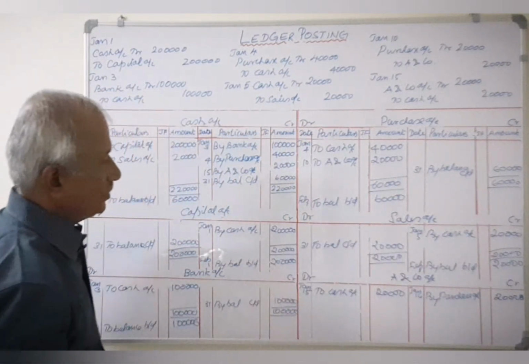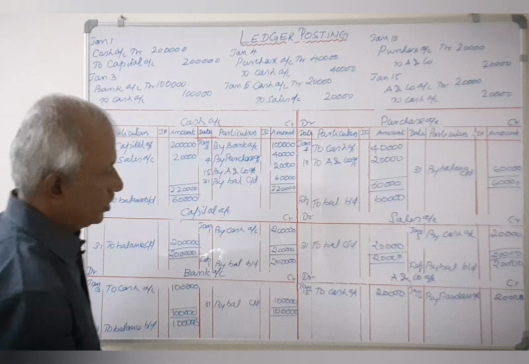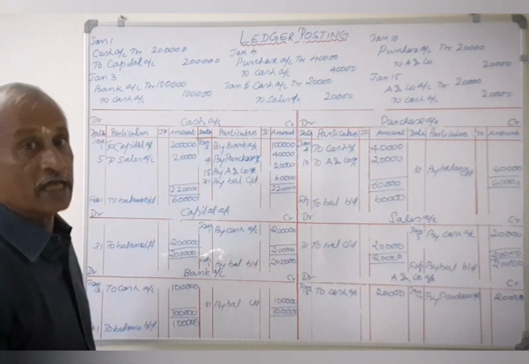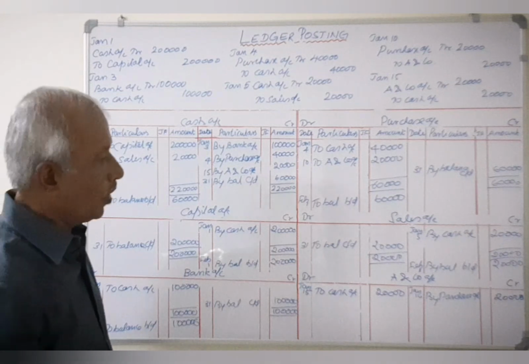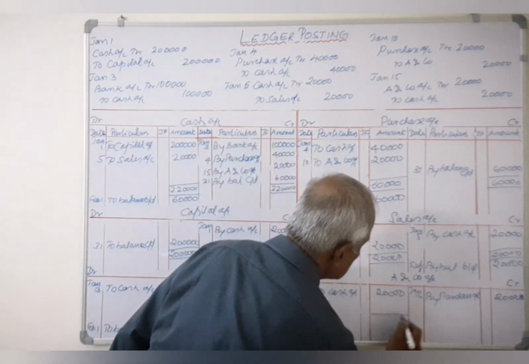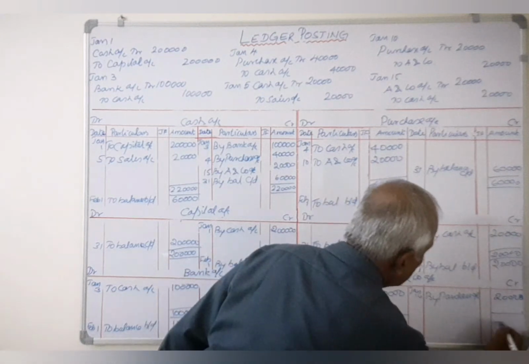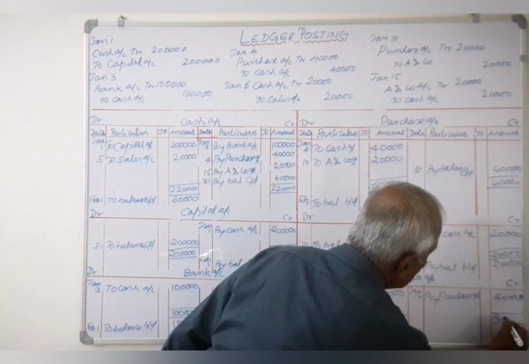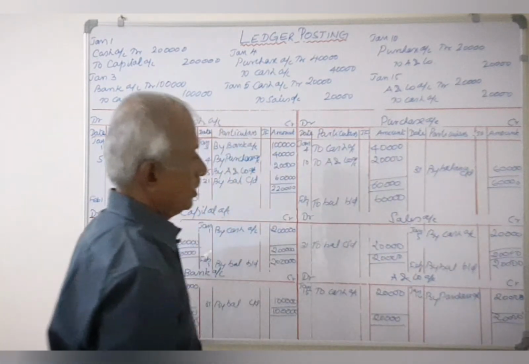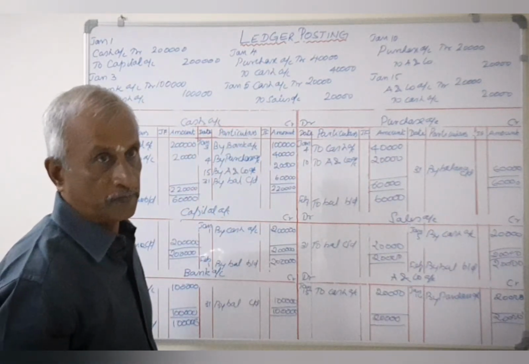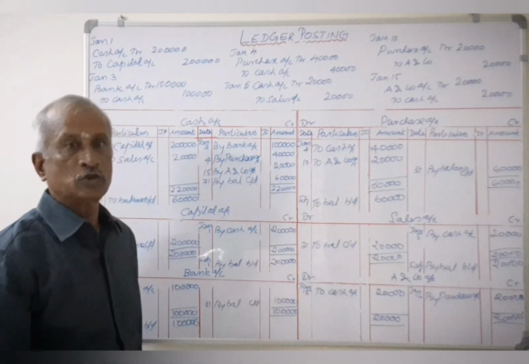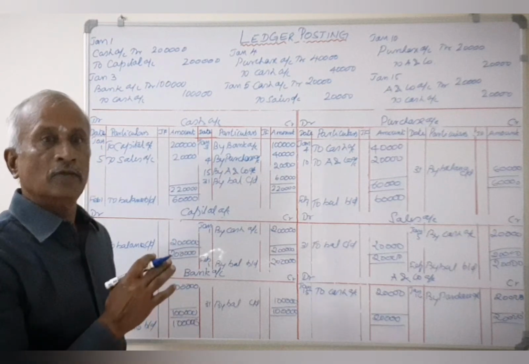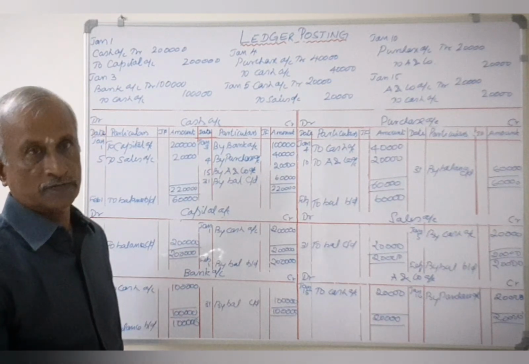Now the last account is the AN company account. Now you see on both sides you have 20,000, 20,000. That means there is no balance at all. So what you have to do is just total both sides and leave it. 20,000 and 20,000. So there is no balance. Hope we have understood posting of the journals and balancing the ledgers.